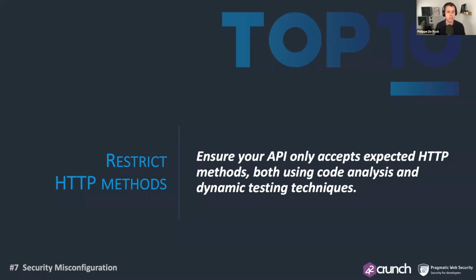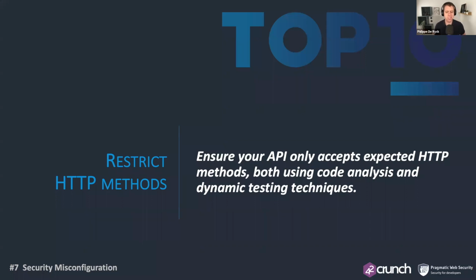Ensure that you only accept expected HTTP methods, not the other ones. You have to do this with code analysis, like looking at the code, either automatically or manually, doesn't matter. Look whether you enforce this, but also use dynamic testing. Write a bunch of tests in your test suite that just throw a GET request at a POST endpoint and expect a proper error message instead of just a 200 OK. All right, takeaway number one.